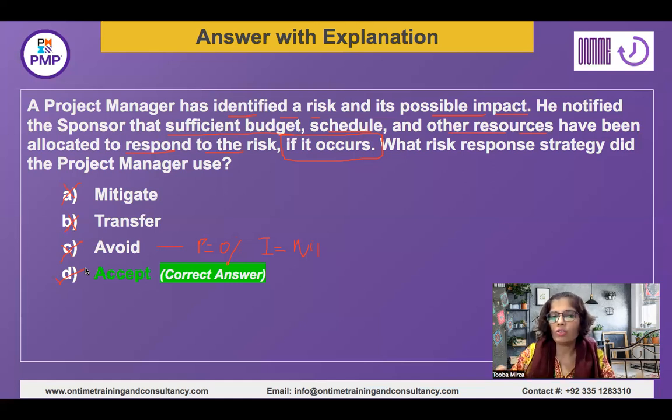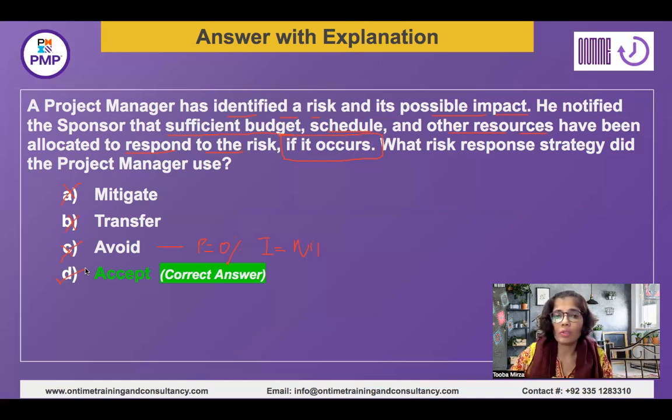The dictionary meaning of mitigate is minimizing something, reducing something. So with the response strategy, what do we really do for the threats, which is the conversation over here? We either minimize the probability of occurrence of the risk, or we minimize the impacts, whichever areas this risk is going to impact, which is budget, schedule, resources, as per the scenario. The impact of this risk is going to be minimized if mitigate is the response strategy that you have taken, which you have not taken, because you are not really minimizing anything.